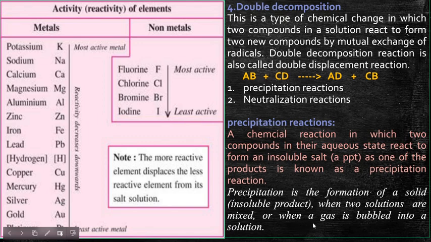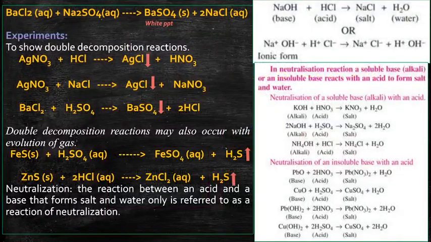This happens when two solutions are mixed or when a gas is bubbled into a solution. When precipitation occurs, you must note these two conditions: when two solutions are mixed, or when a gas is passed through a solution. As an example, we can take barium chloride in aqueous state and sodium sulfate in aqueous state. When they come into contact, it forms barium sulfate, which is a white precipitate, and sodium chloride in aqueous state. So two aqueous substances combine to form a white precipitate, and this kind of reaction is called a precipitation reaction.